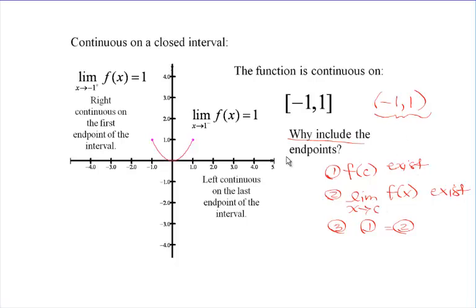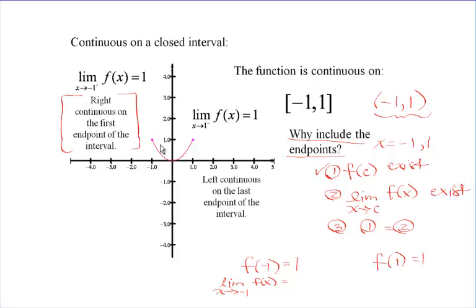So the question is, why include the endpoints? Will the endpoints, x equals -1 and x equals 1, pass this test? We're going to pass the first step because, yes, number 1 is true on both of them. f of -1 exists, and it's +1. f of +1 exists, and it's also +1. When we talk about the overall limit as x approaches -1 for this function, we do have an issue. We do have a correction that we're going to have to make.